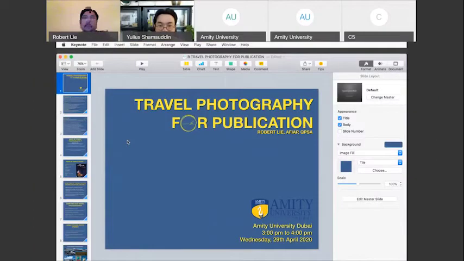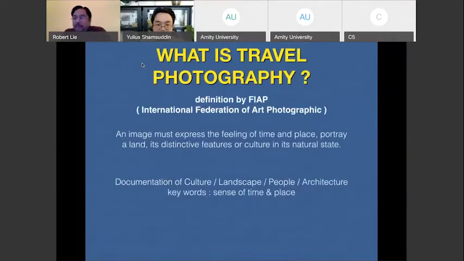So I will share some of my material so you can see it for publication. This is the most important thing when we do publication about travel photography. We must know the definition of travel photography. Many people send their pictures to publishers, editors, and exhibitions, but they forget what travel photography is.